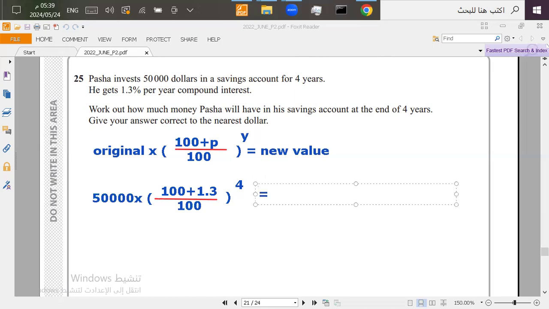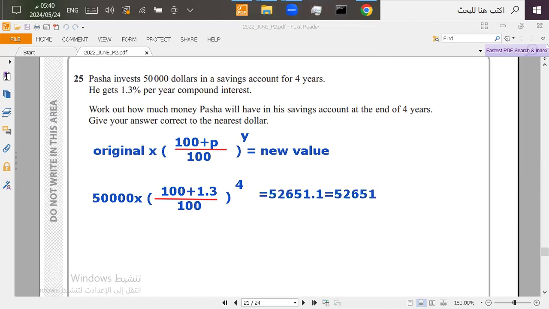It has to be to the nearest dollar, so no decimal points. So 50,000 times bracket 100 plus 1.3 over 100, then bracket outside to the power of 4, and the answer is 52651.11. When you round it to the nearest dollar, it's 52,651. And this is how you answer a question like this.